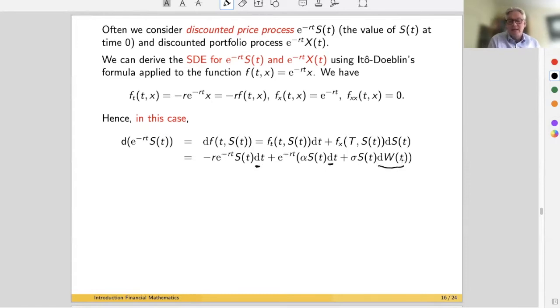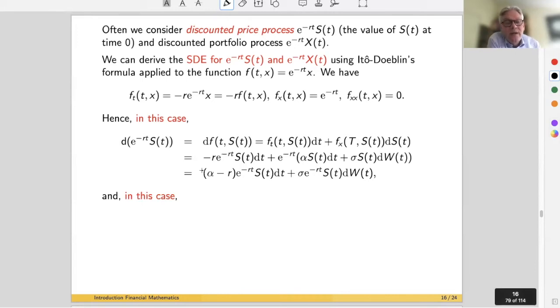And doing that gives us finally (alpha minus r) e to the power minus rt St dt plus sigma e to the power minus rt St dWt. So these are the dynamics of e to the power minus rt St, the dynamics of our discounted price process.